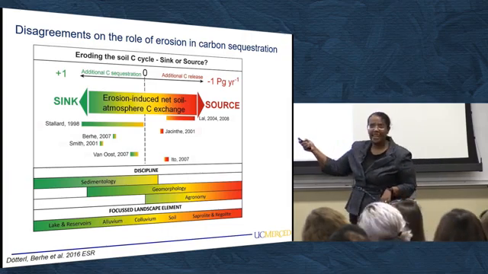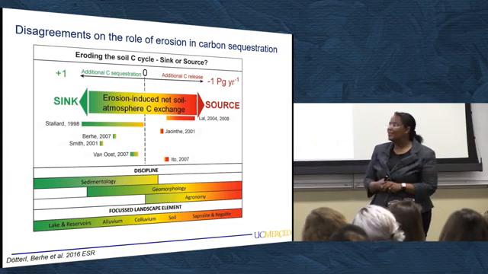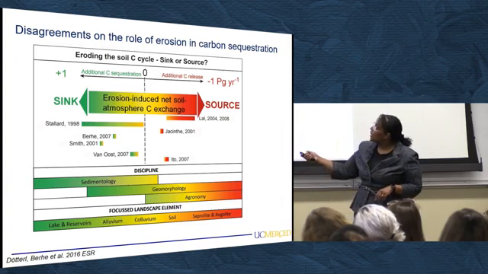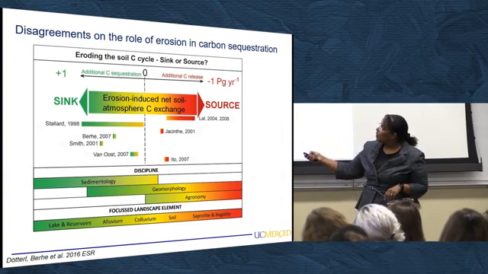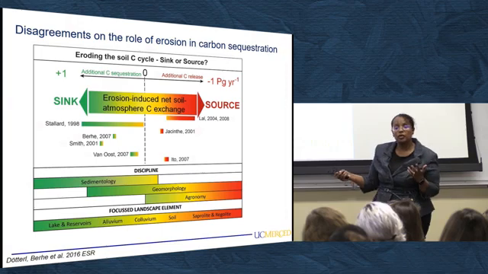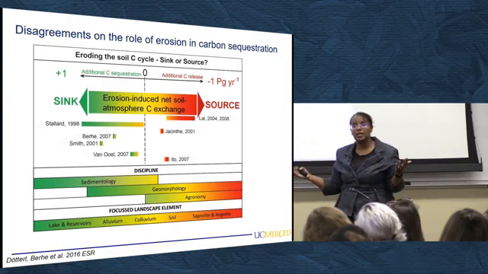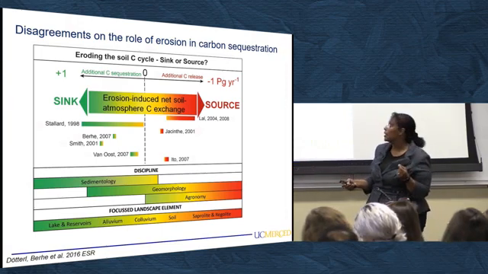I firmly rest in this camp, and I think a lot of people have done a lot of work to show that, at least from a mechanistic standpoint, the sink might not be huge relative to the soil carbon storage potential, but at least it seems a positive number.